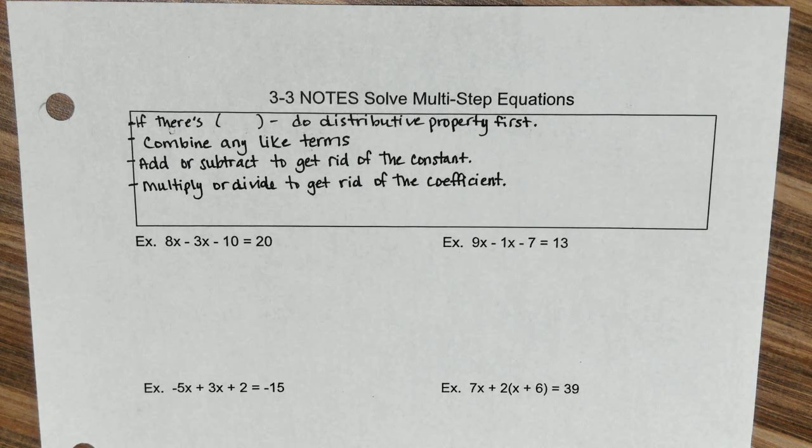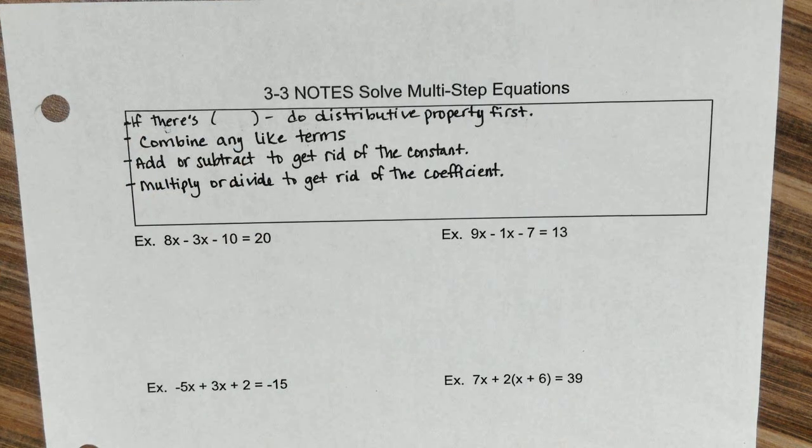Today we're going to move on. We're going to do the exact same thing we did yesterday, but we're going to add some steps in. They're called multi-step equations, meaning you're going to have to figure out what you need to do first before you can proceed. So the only thing that we're adding today is if there's parentheses, you've got to handle them first.